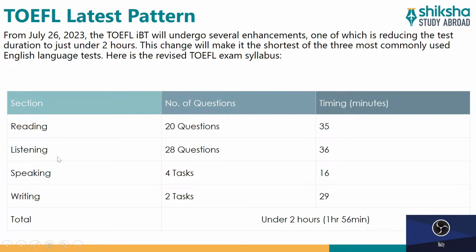If we talk about listening, there has been no major change in the listening paper. The number of questions has slightly decreased, in fact, to 28 questions, and the timing has also varied. So you can see 36 minutes for 28 questions. Now, if we talk about speaking, speaking has 4 tasks and the timing is 16 minutes. If you talk about writing, then writing has 2 tasks and 29 minutes. So the whole paper has come up to approximately 2 hours.